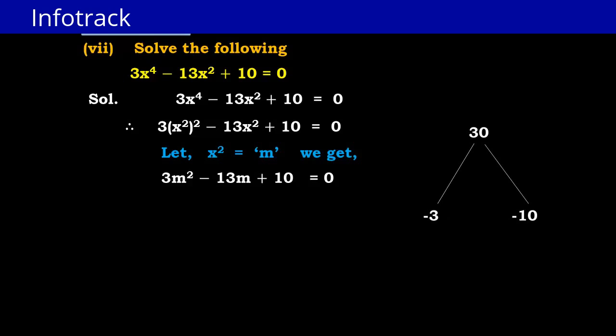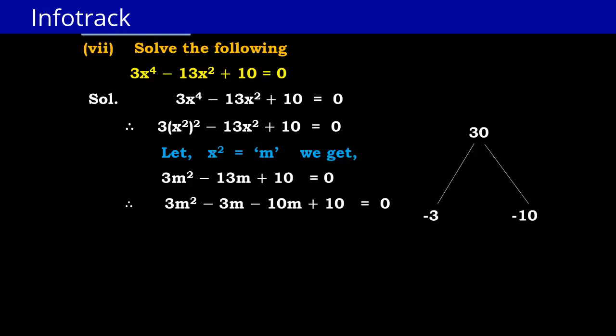3 into 10 will become 30. So you have to get the factors of 30. Their sum will be minus 13. 10 3s are 30, 10 and 3 are 13. Sign will be minus minus. So you can split middle term as minus 3m minus 10m. So 3m square minus 3m minus 10m plus 10 is equals to 0.